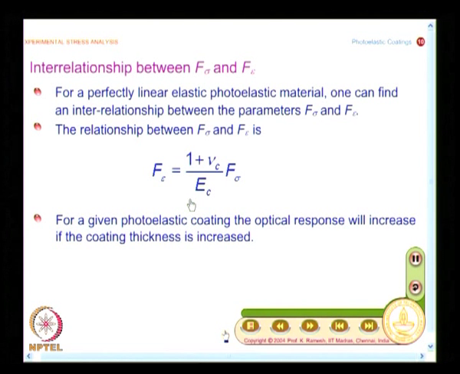And another basic observation is, why do you want to have a thick photoelastic coating? I said the number of fringes you generally see in a photoelastic coating test is small, and any coating you apply should be as thin as possible, which is desirable from the analysis point of view. But from a practical consideration, I must see some fringes. If I do not see some fringes, how do I make a measurement?